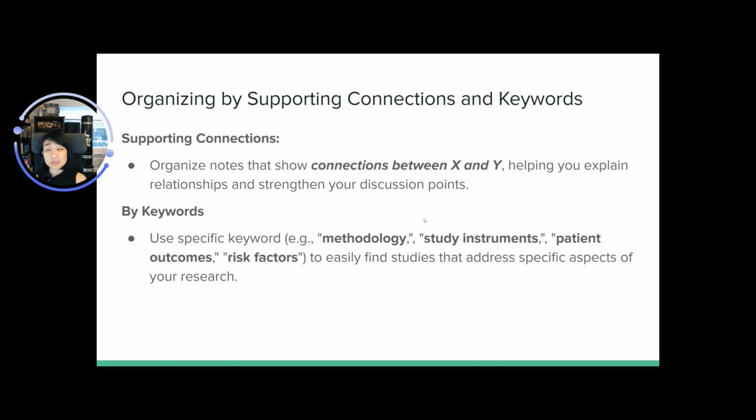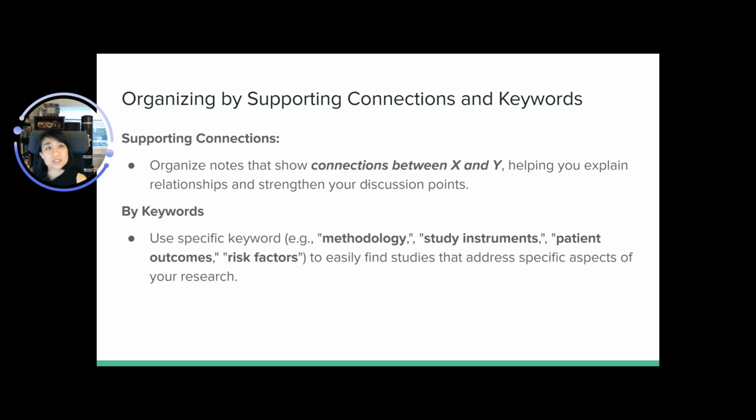Sometimes I also organize by supporting connections and keywords. So what I mean by supporting connections: let's say notes that could show connections between X and Y. It helps you explain the relationship and strengthen your discussion point. For example, a connection or association between AKI and old age, acute kidney injury and old age.